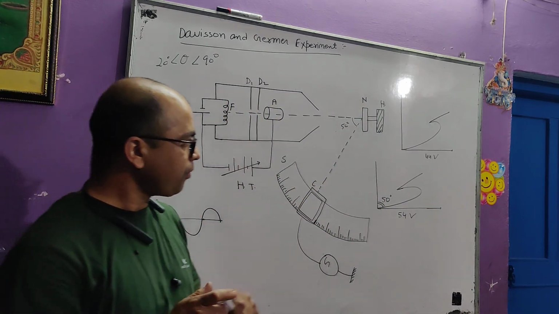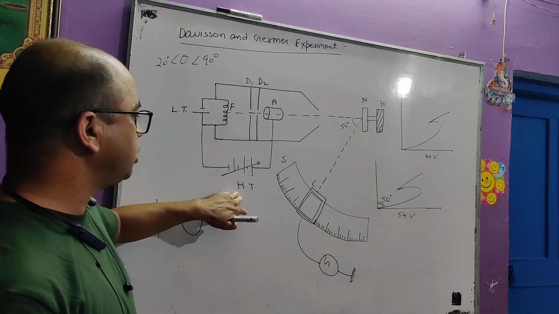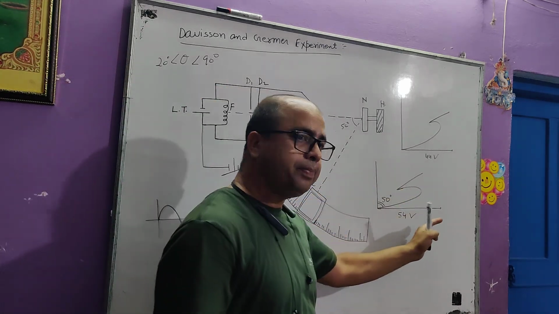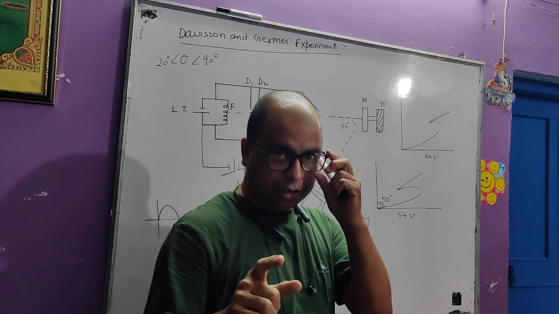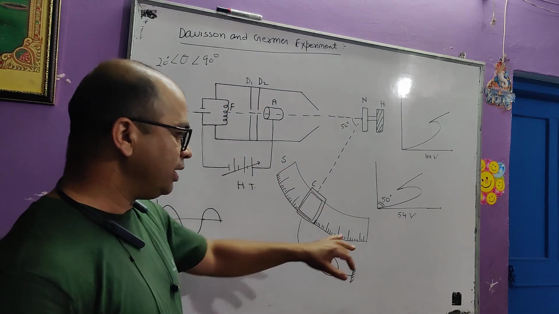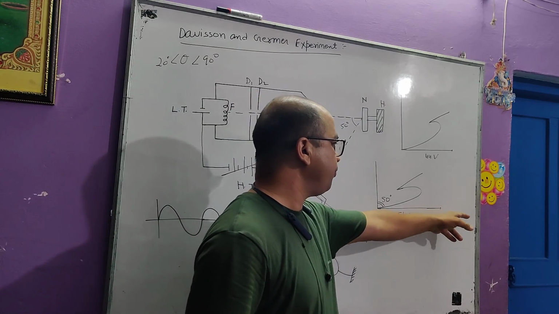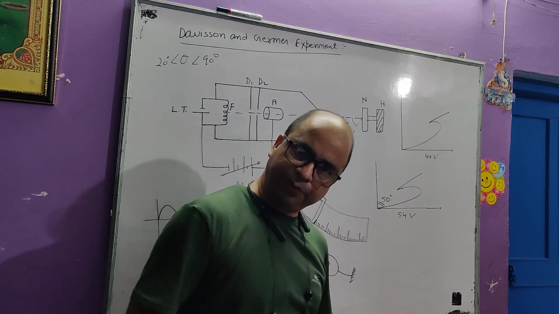Now, when the potential of the high tension battery is increased further, the bump gradually decreases and it disappears at 68 volt. All these curves are already provided in the notes. Now I will discuss only the bump which was most prominent at 54 volt and an angle of 50 degree.